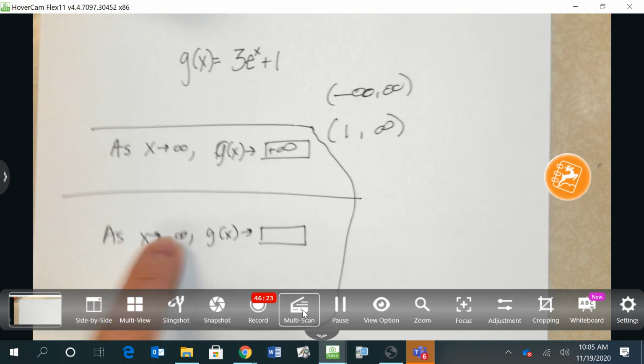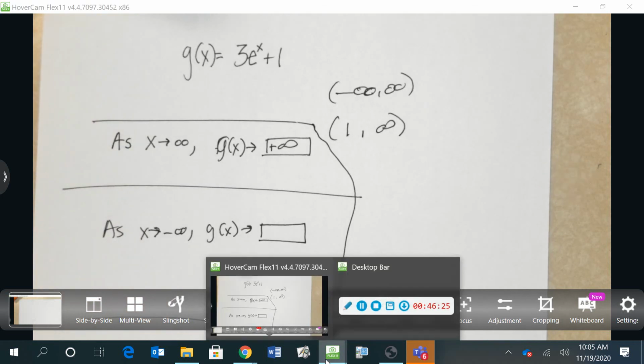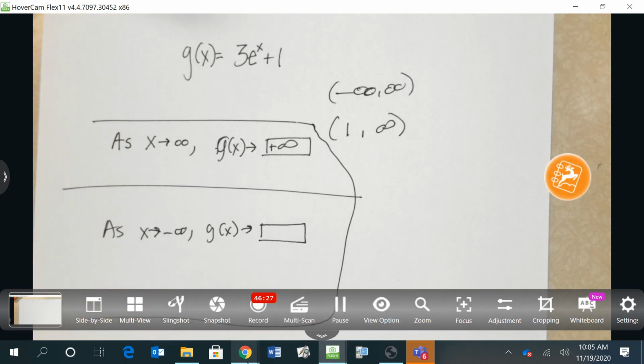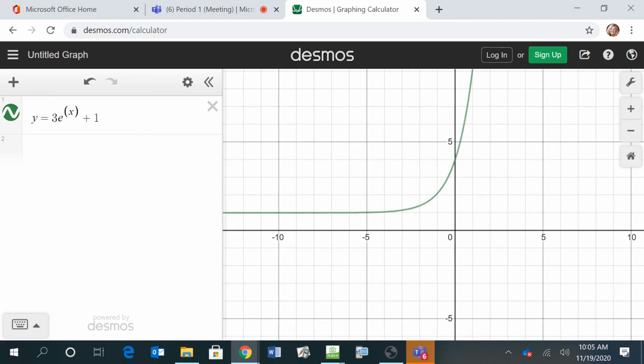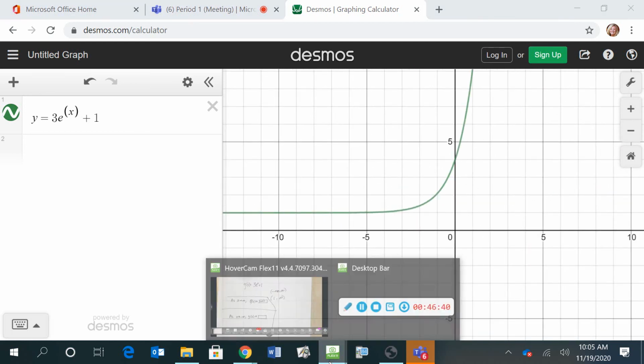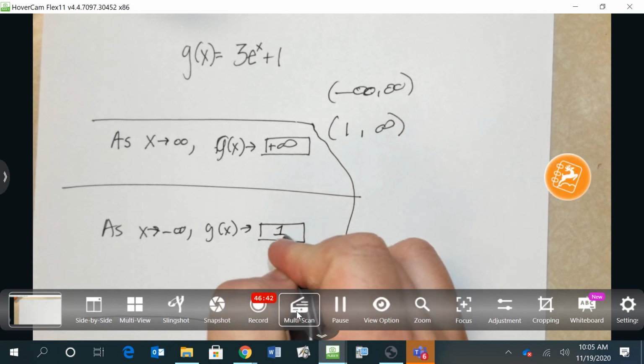Now, what does this mean? As I go to the far left, what's happening? So if I go to the far left, I can see that it's getting closer and closer to this line. Now, what is the value of this line? It's y equals 1. It's getting closer and closer as I go to the left, to the line, to the value of y equals 1. So over here, I put in a 1.